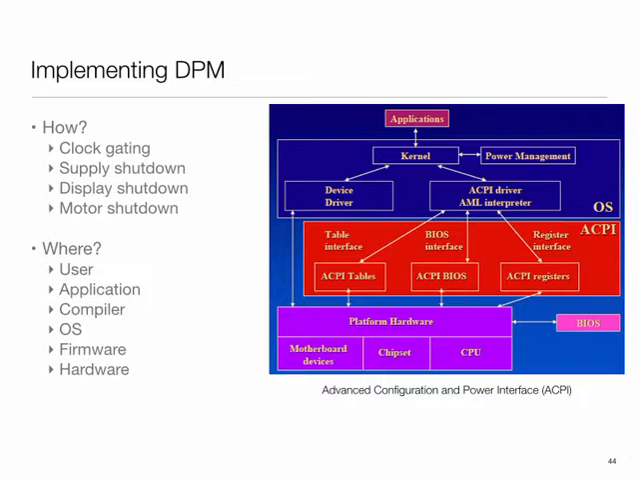You basically turn off the clock. That turning off the clock can either happen by just an AND gate, where you zero it out, to one where you actually shut down the clock source. Supply shutdown, that's kind of obvious. Display shutdown, motor shutdown, all those things.